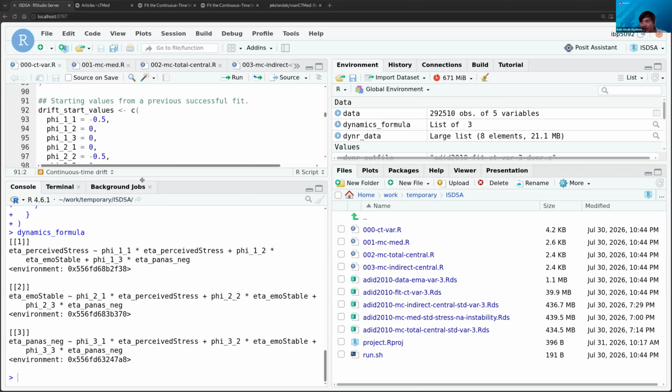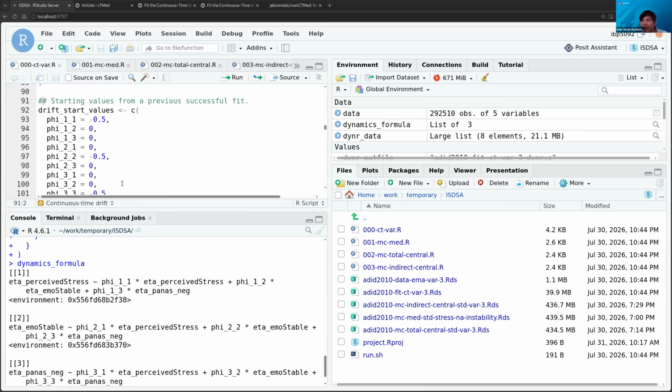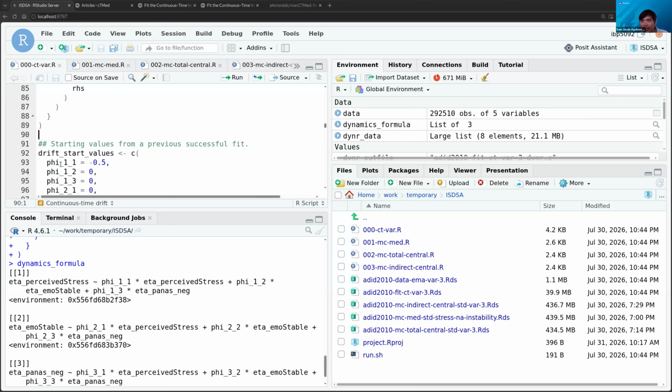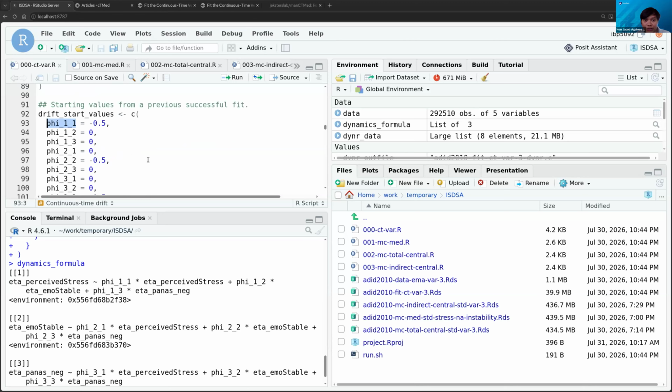In dynr, I find that it's very crucial that you think about good starting values for the optimization process. If you have not-so-great starting values, it can take too long to fit. And sometimes if your starting values do not result in a drift matrix that's stable, you can have problems. In this particular example, for the auto effects, the autoregressive effects, the effect of a variable on itself, I just used negative 0.05, and then the rest I just put 0.